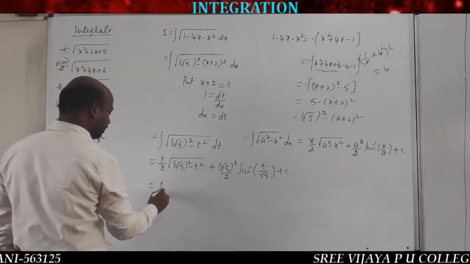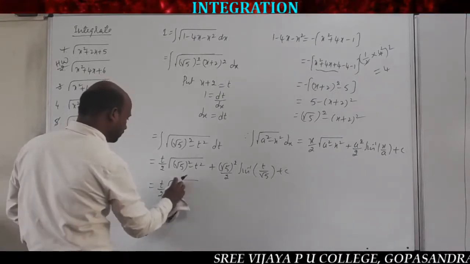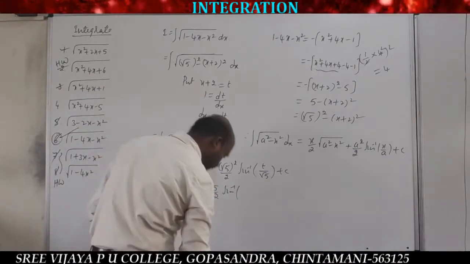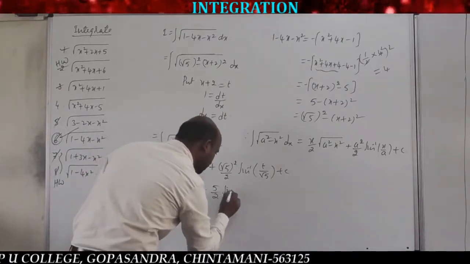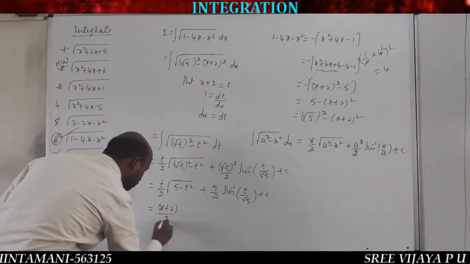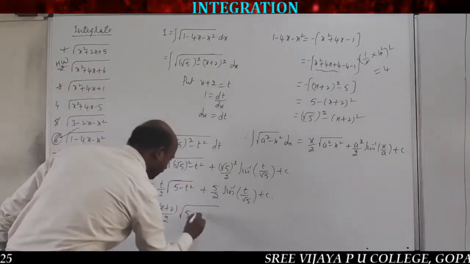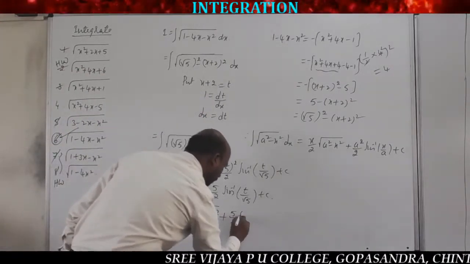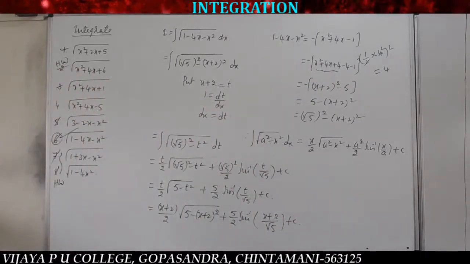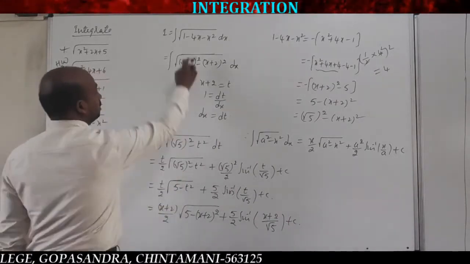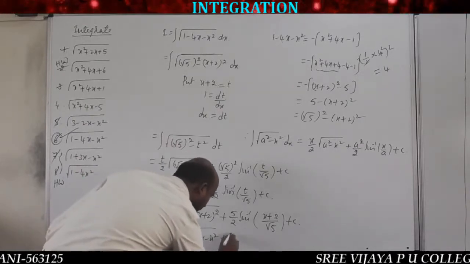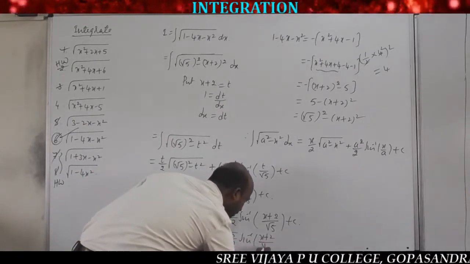So that is equal to t by 2 root of 5 minus t square, since root 5 whole square is 5, plus 5 by 2 sine inverse of t by root 5 plus c. The value of t is x plus 2. So x plus 2 by 2 root of 5 minus x plus 2 whole square, plus 5 by 2 sine inverse of x plus 2 by root 5 plus integral constant c. So root 5 whole square minus of x plus 2 whole square is nothing but 1 minus 4x minus x square. So that is x plus 2 by 2 root of 1 minus 4x minus x square plus 5 by 2 sine inverse of x plus 2 by root 5 plus integral constant c.